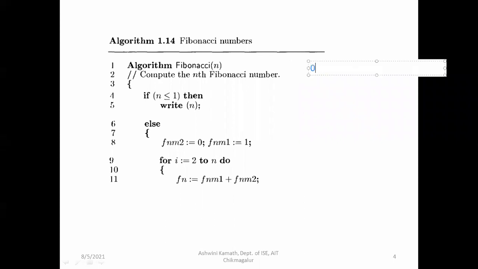Okay, 0 and 1, these two values we have. So Fn, the value of i will start from 2: for i equal to 2 to n, do Fn. Here the value of i is 2 now, so F2 we are going to write. F2 is equal to Fnm1 plus Fnm2. So 0 plus 1, which is equal to 1.